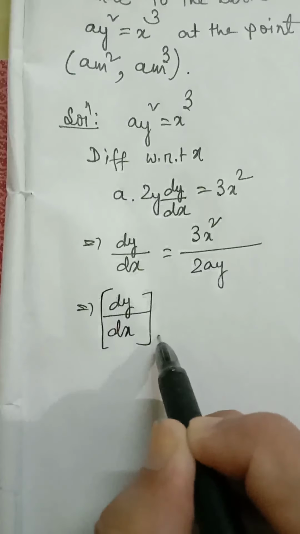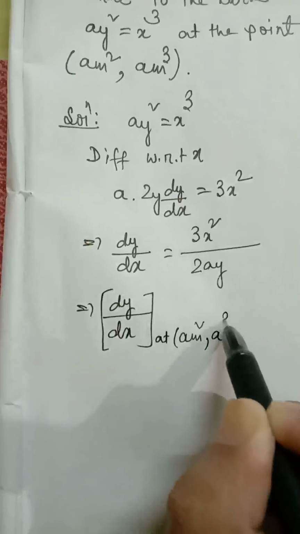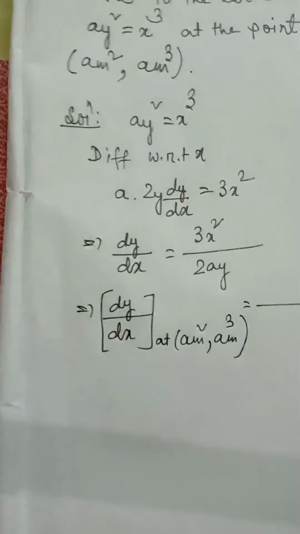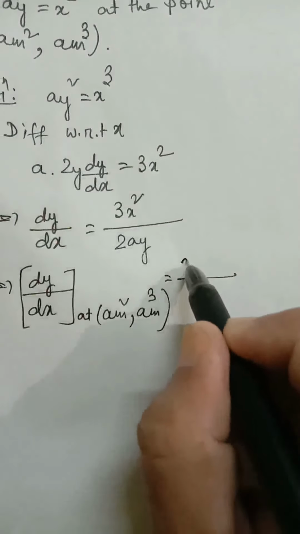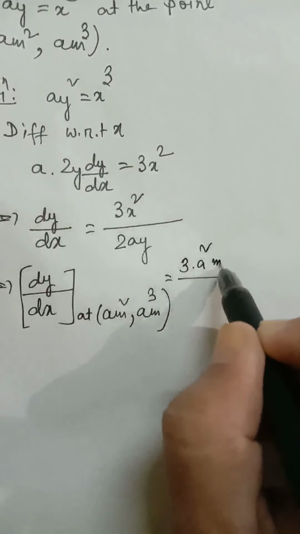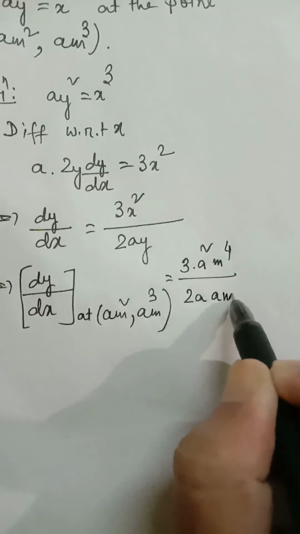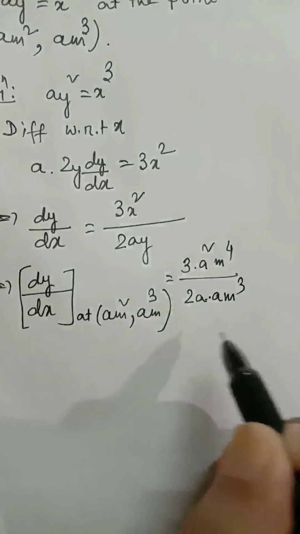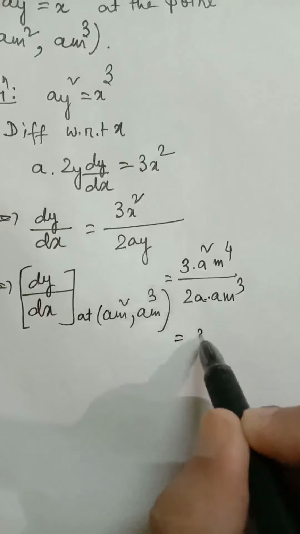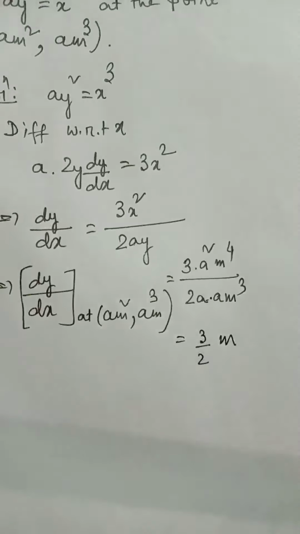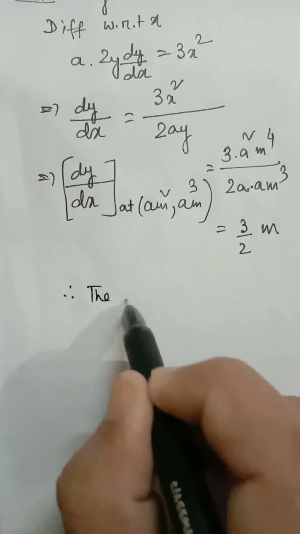dy by dx at (am square, am cube). That means you have to replace x by am square and y by am cube. 3 into, it will be a square m to the power 4, 2a, y is a into m cube. So it will be 3 by 2 m. This is dy by dx at this point.